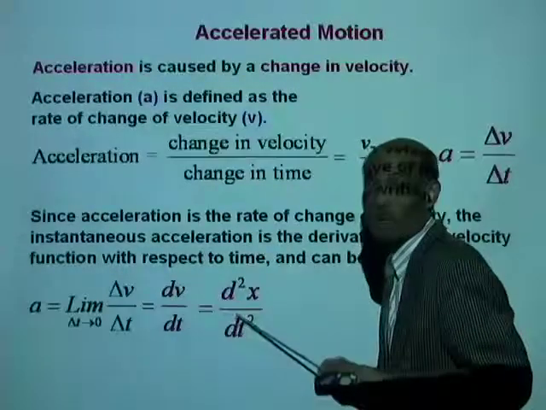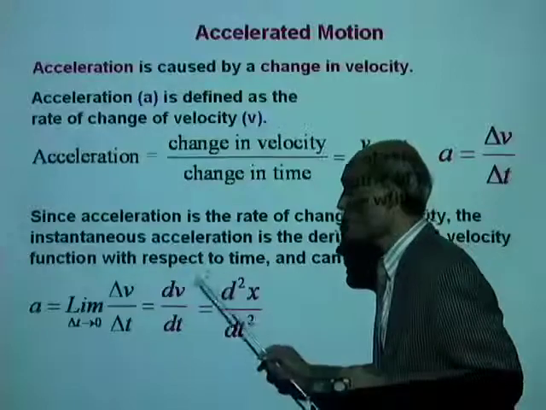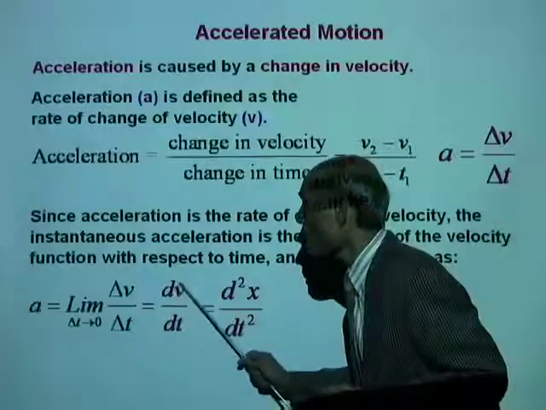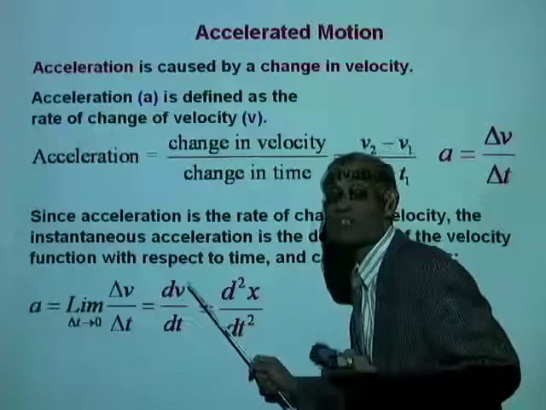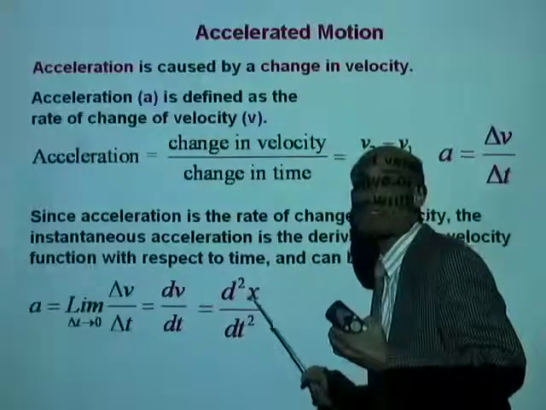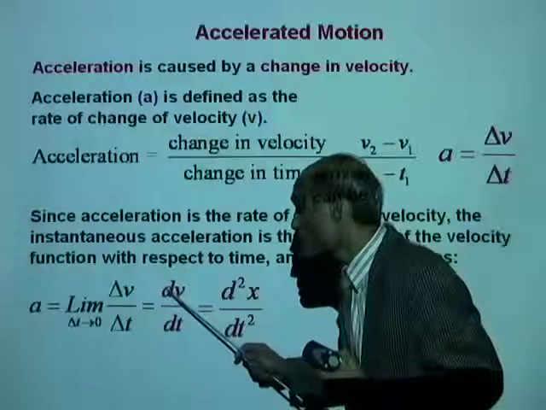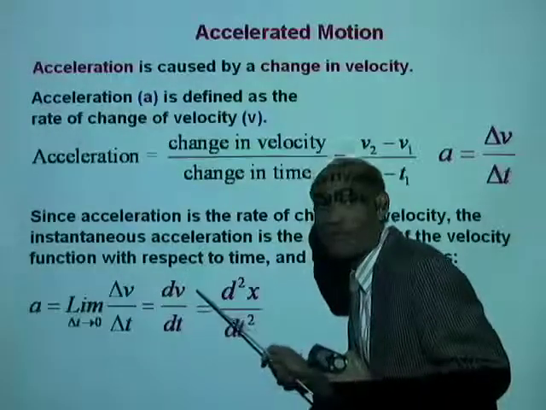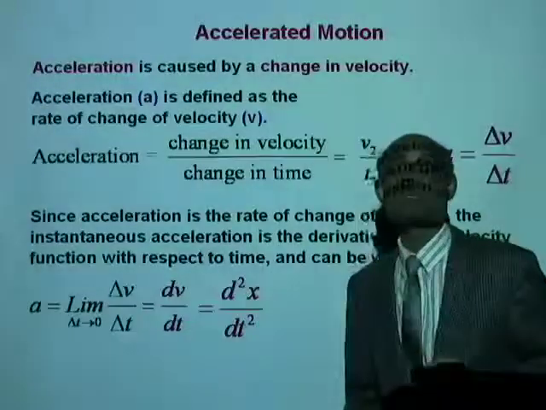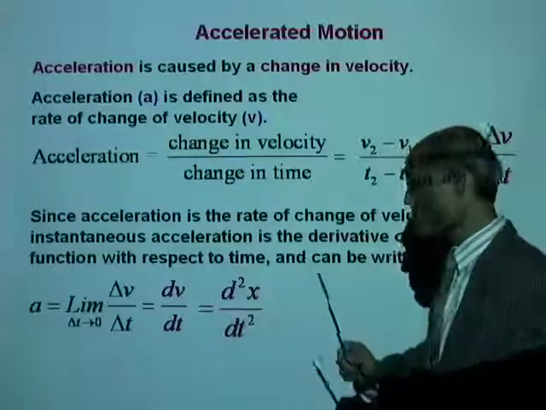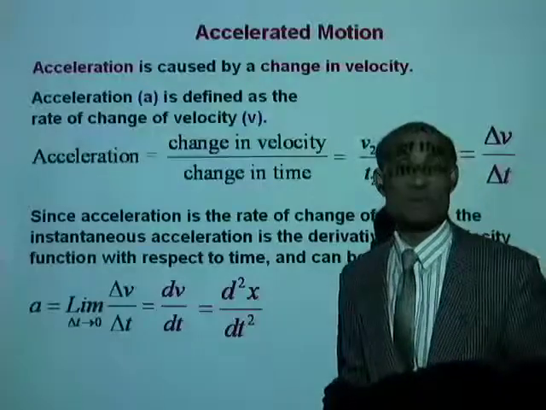I'm sure you are familiar with this notation. You see, the derivative of velocity. Velocity itself is the derivative of the position function. So, this is the derivative of the position function. The second derivative of the position function. It's very important that you know these notations.